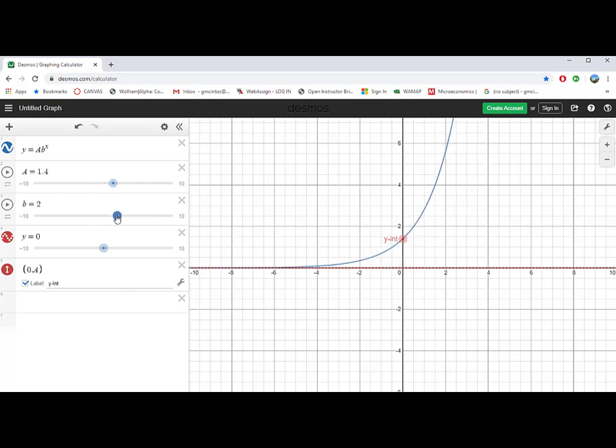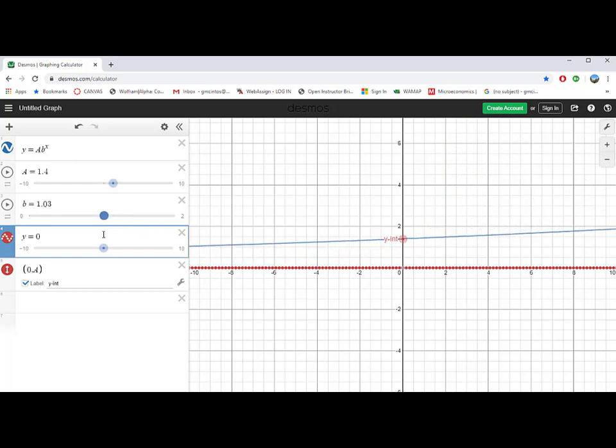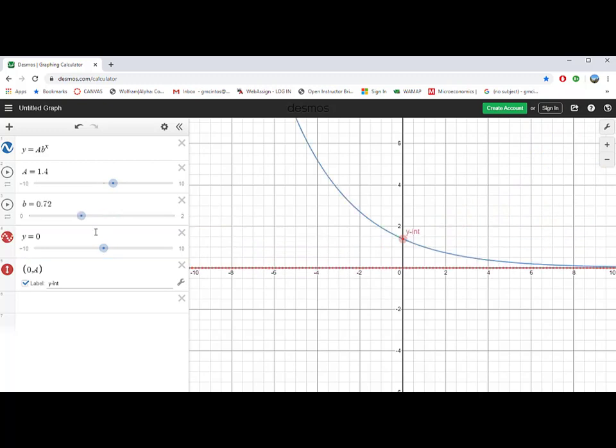Now let's look at what happens when b is a number between 0 and 1. We never allow our b to be negative, but it can be between 0 and 1. So here my b is over 1. Once b becomes 1, then it's just a straight line, and it's no longer an exponential function. Once b is between 0 and 1 instead of greater than 1, our curve becomes a decreasing curve. The closer our b is to 0, the steeper our curve. Let's go back to an increasing curve.